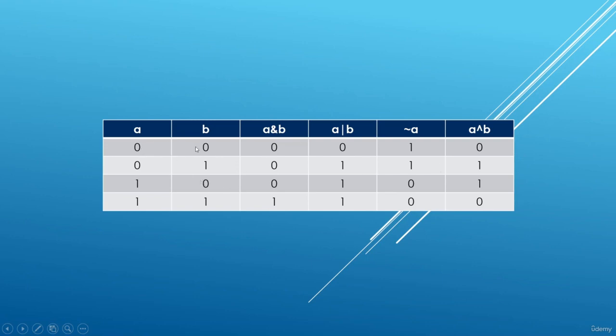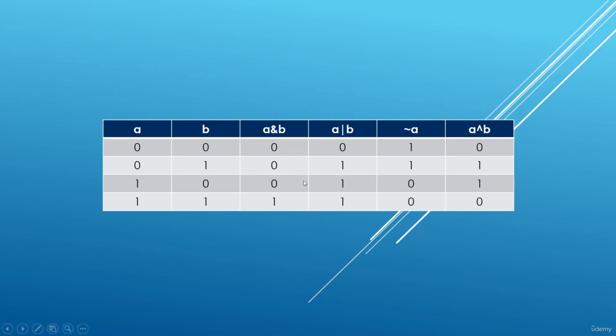If A and B are 0, when you AND them, you're going to get a 0. A is 0, B is 1, you're going to get a 0. A is 1, B is 0, you're going to get a 0. And if both A and B are 1s, you're going to get a 1. In other words, if you take two bits and do an AND operation, if one of them is 0, you're going to get a 0, and you're going to get a 1 only if both bits are 1s.